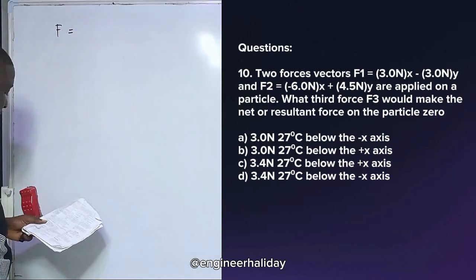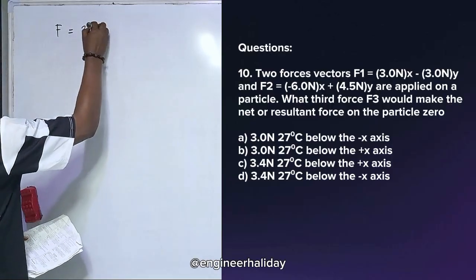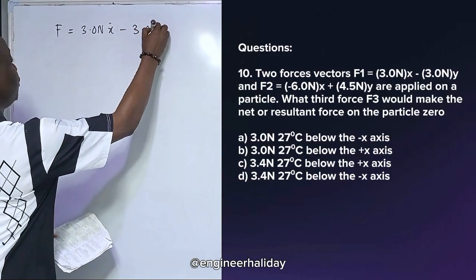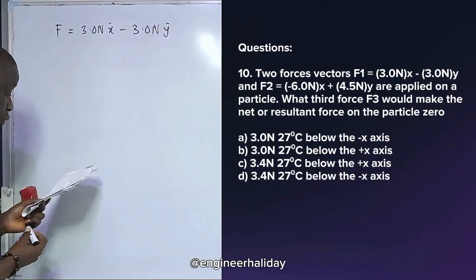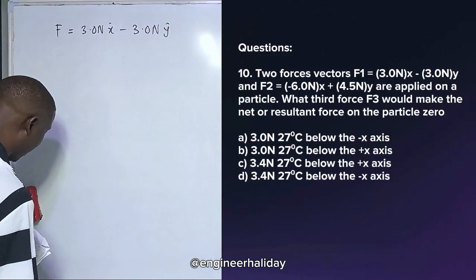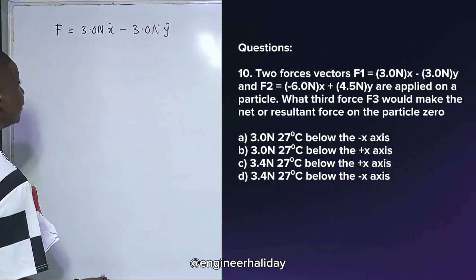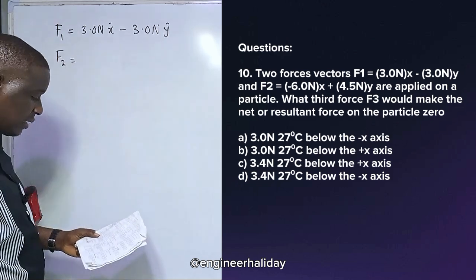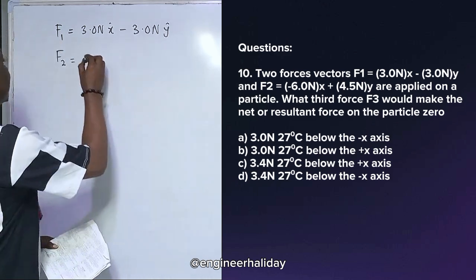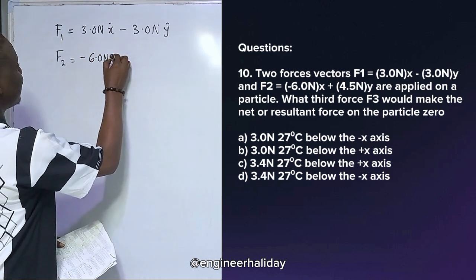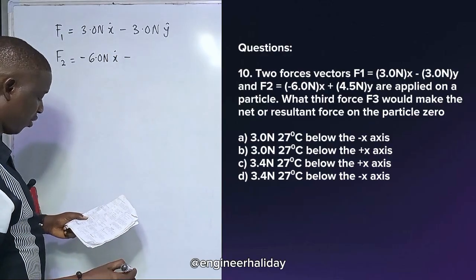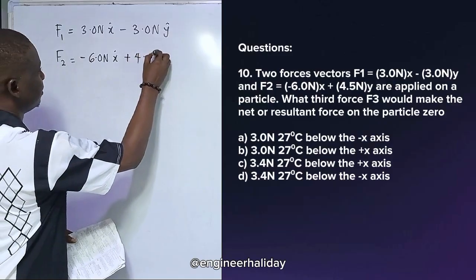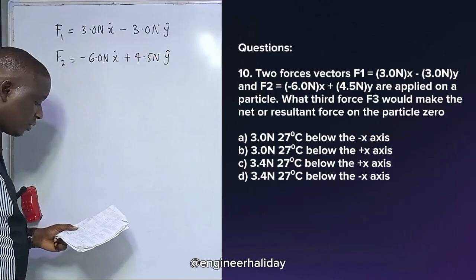F1 equals 3.0 Newton x̂ minus 3.0 Newton ŷ. Now I want to change my marker, sorry. Then this is F1. F2 is equal to minus 6.0 Newton x̂ plus 4.5 Newton ŷ in vector form.